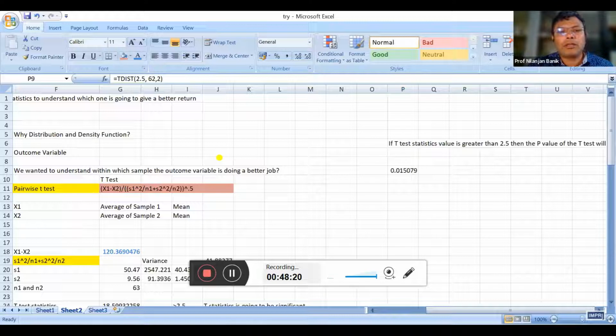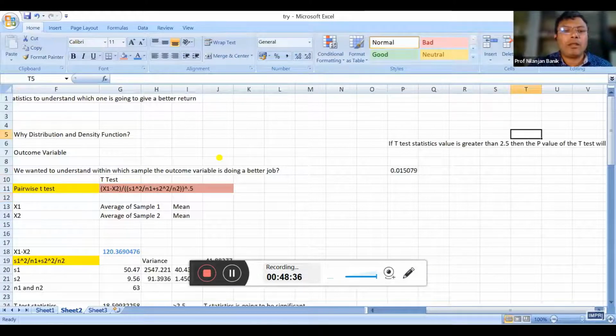Okay, so is that clear? Who was asking that question? Parul. Is that clear, Parul? So we are talking about two things. One is the t-test statistic. The other is the p-value.